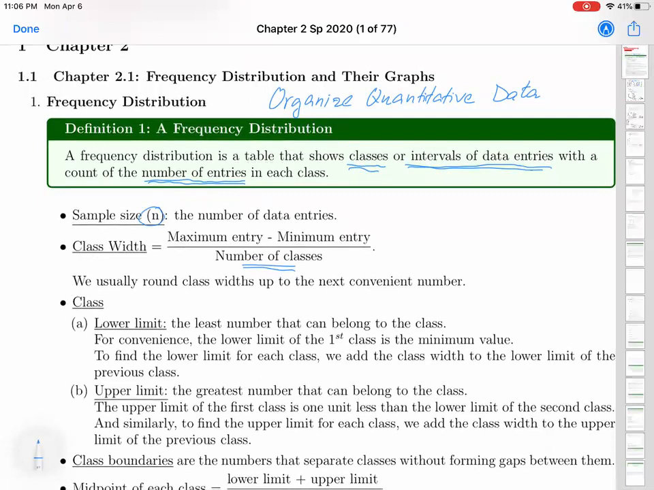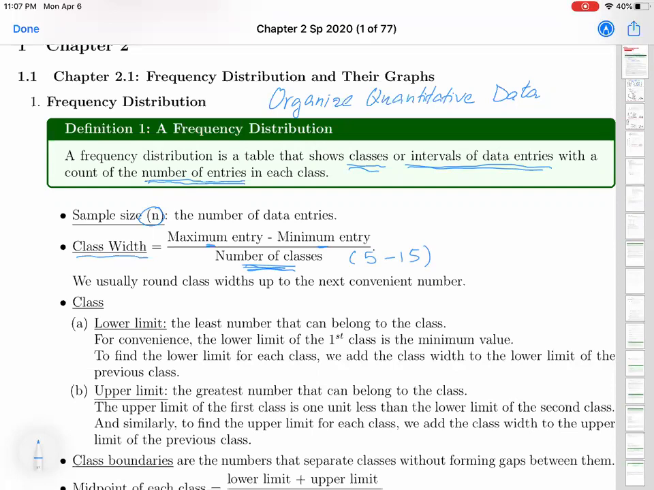Second, class width is the difference between two consecutive classes in your distribution. Class width is calculated using the difference between the maximum entry and the minimum entry divided by the number of classes. The number of classes ranging from about 5 to 15 is appropriate for any data. How you decide the number of classes will depend on the size of the data.